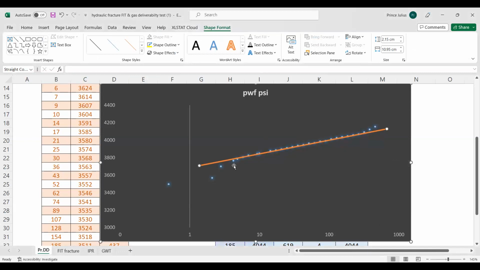So you can see some points have been deviated at initial phase, some points have been deviated at final phase. So this is the part where you can observe that there is starting of boundary effect. Like, the pressure disturbance from the wellbore has reached the boundary. So up to here, you can consider it as transient period. After that, you can consider it as pseudo steady state flow.